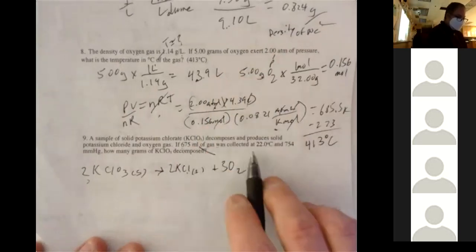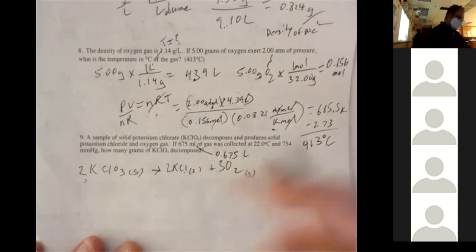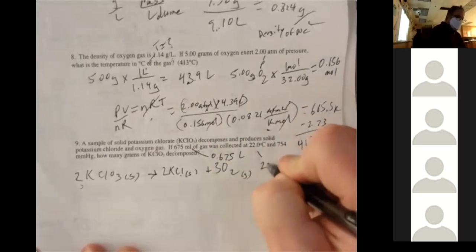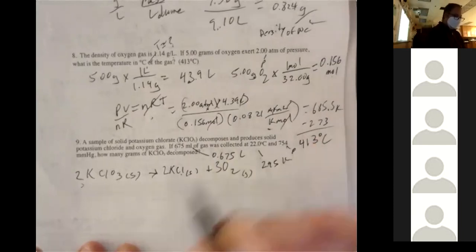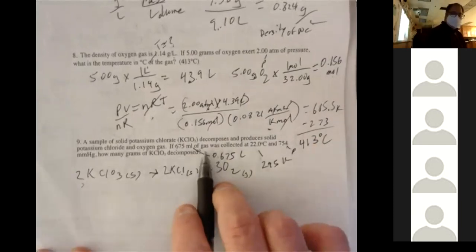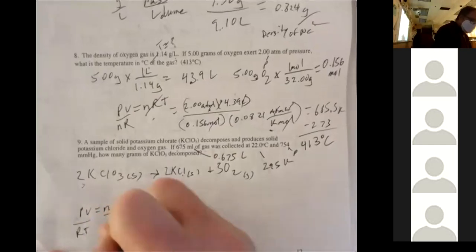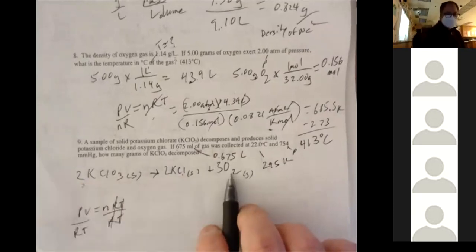675 milliliters of gas was collected at 22 degrees Celsius. So right there, I know that's 0.675 liters. By dividing that by 1,000, I just got the V. 22 plus 273 is 295. 295 Kelvin there. And 754 millimeters of mercury. So 675 milliliters of oxygen gas were collected. So if PV equals nRT, I can solve for the number of moles of oxygen gas. And if I know that every 3 moles of oxygen gas that are formed, 2 moles of potassium chlorate must have broken down, I can use stoichiometry to calculate that.